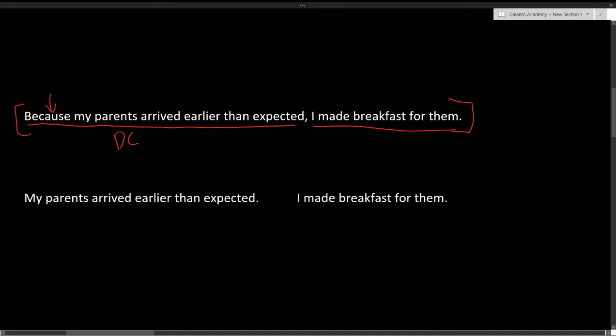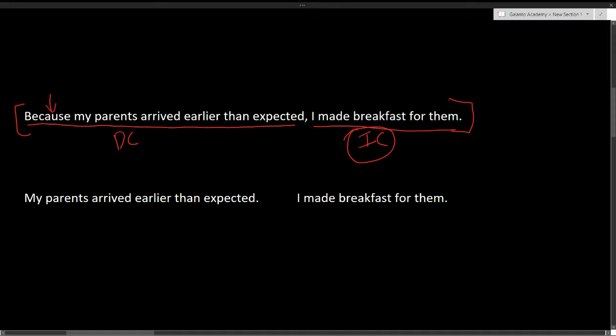Just listening to the inflection and the sound that that sentence makes, we know that we need another independent clause right here. I made breakfast for them. That could be a full sentence on its own. So today, with comma splices, we're going to be looking at independent clauses only, but it's important that we can identify them as independent clauses before we try to fix a comma splice.